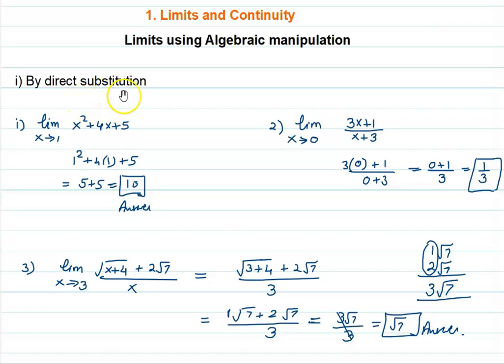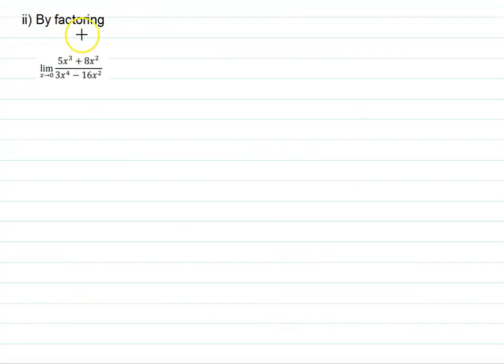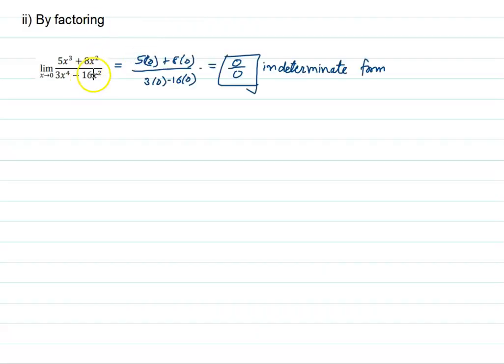So this way we can directly substitute the given limits into the different functions, and the answer is always a finite value. Now this is the next method, by factoring. Sometimes direct substitution doesn't work. If we plug in the limit x equals 0, direct substitution is not working here, because when we plug in x as 0, we get 0 over 0, which is indeterminate form. That means we have to simplify it some other way.